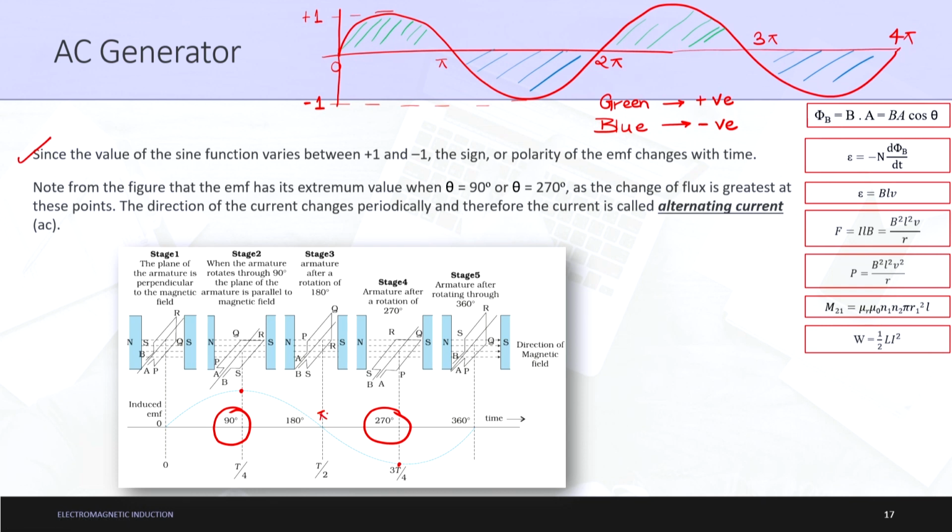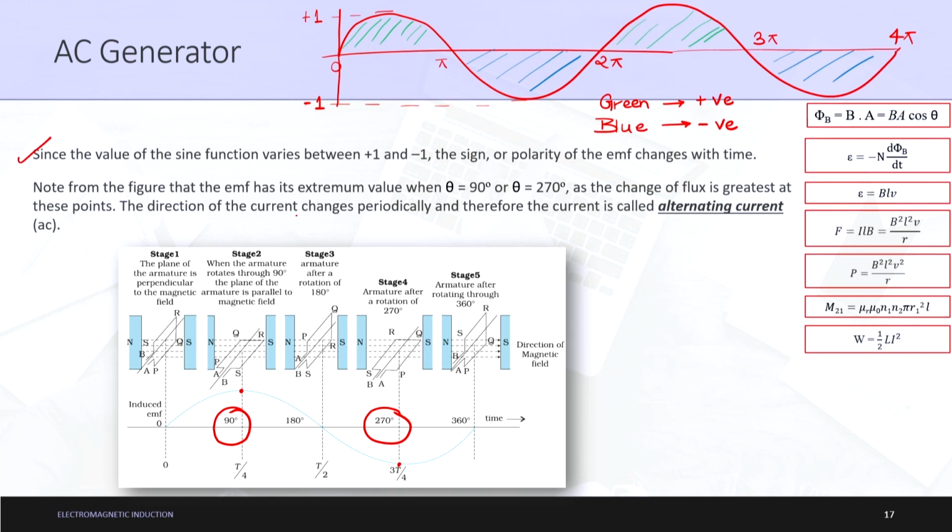This value is pi here, this value is 2 pi here. Moving on. For theta 90 degree and theta 270, we are getting the values which are maximum. Maximum as in at this point sin omega t will be 1 or minus 1, so the magnitude will be maximum. Note from the figure that the EMF has its extremum value, extreme as in maximum or minimum, when theta is 90 degree or 270 degree, as the change of flux is greatest at these points.